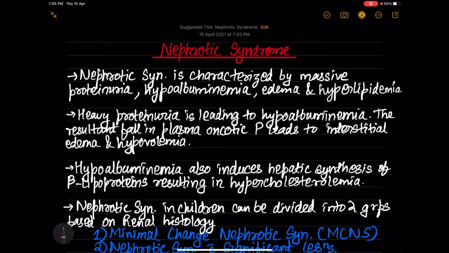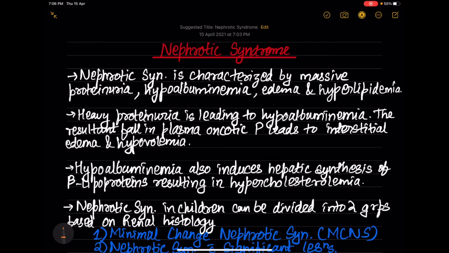Now today, without wasting any time further, let's get into today's topic. So today, I'm going to discuss with you nephrotic syndrome. Nephrotic syndrome is characterized by massive proteinuria, hypoalbuminemia, edema and hyperlipidemia. These are the four features which you will be seeing in nephrotic syndrome.